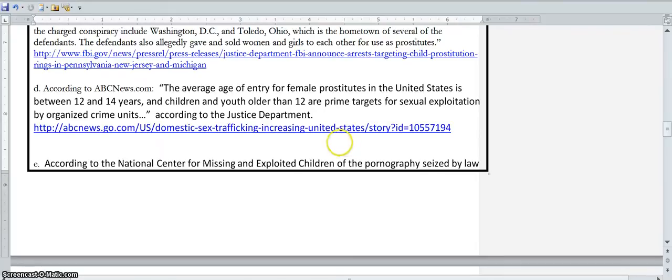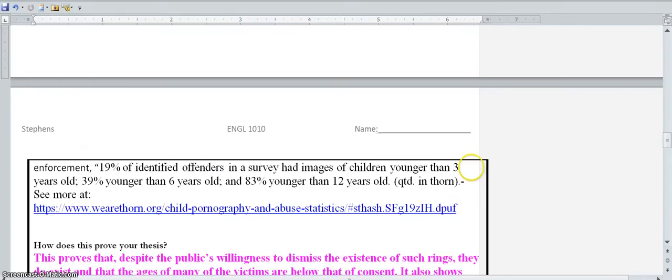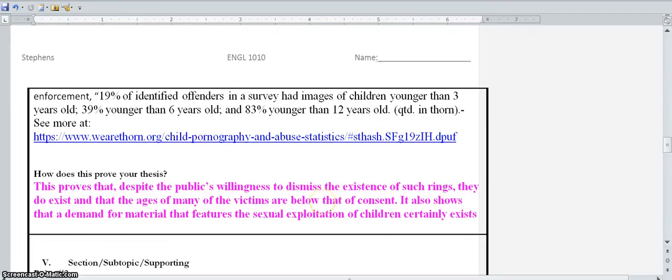Okay. Here's another one. According to the National Center for Missing and Exploited Children, of the pornography seized by law enforcement, 19% of identified offenders in a survey had images of children younger than 3 years old, 39% younger than 6 years old, and 83% younger than 12 years old. So apparently that prepubescent or pubescent age range is pretty popular. So anyway, I have lots of good evidence here.